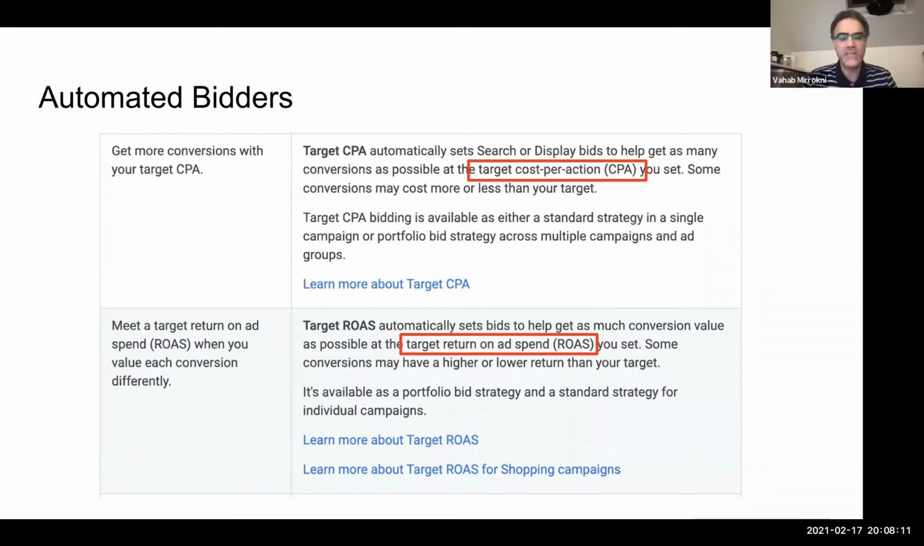In the target ROAS type of bidding, in addition to declaring this target, they also declare a value that they have for each type of conversion, and the target is considered to be a target of return over the ad spend. So on average, they want to have the total value over the ad spend to be bounded by something. In both cases, they are declaring an average type constraint to the bidder.